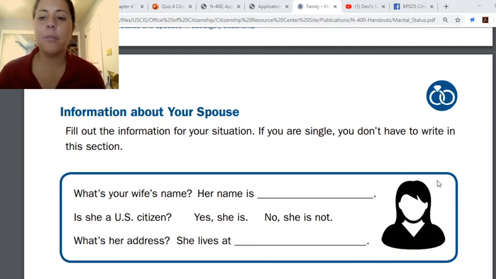Let's look at information about your spouse, okay? Fill out the information for your situation. If you are single, you don't have to write in this section, okay?